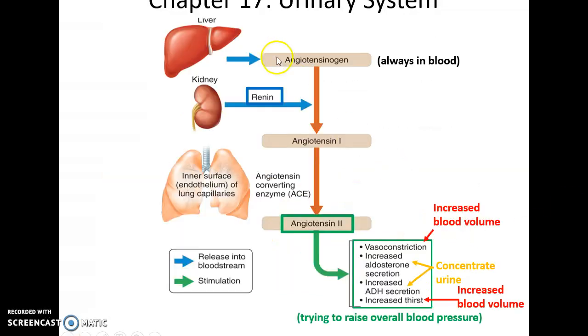So the way it works, angiotensinogen is always in the blood. The kidneys release renin, which then turns angiotensinogen into angiotensin I, which then signals the release of angiotensin II, which causes the vasoconstriction, the production of aldosterone and ADH, which will then lead to more concentrated urine and an attempt to conserve fluids. And then also thirst. And thirst will cause us to drink water, which will then increase the overall blood volume, which would increase blood pressure.